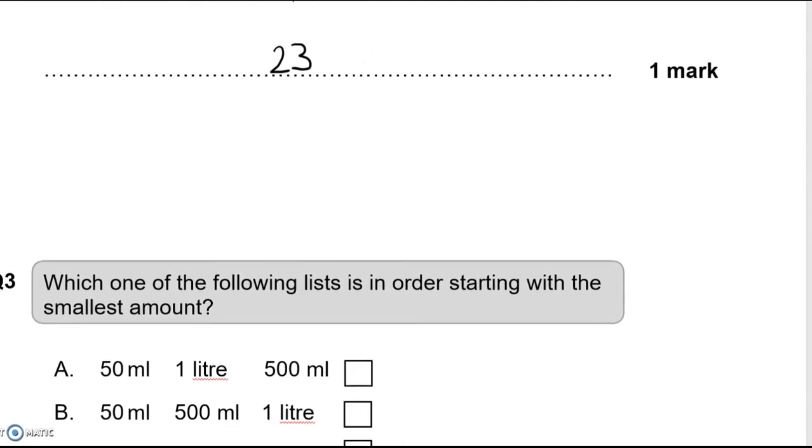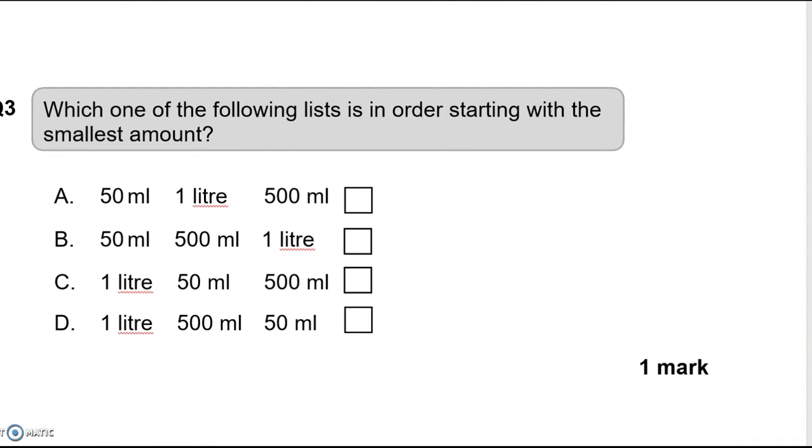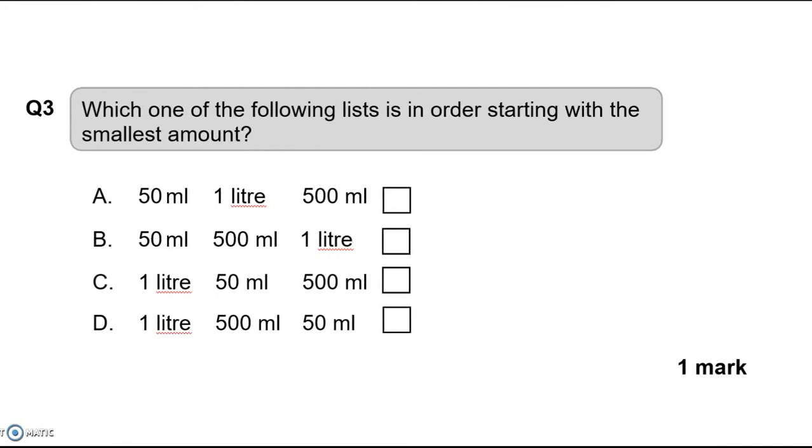Question 3. Which one of the following lists is in order, starting with the smallest amount? We've got 50 millilitres, 1 litre, 500 millilitres. We know that 1 litre is equal to 1,000 millilitres. So out of 50, 500 and 1,000, 50 is the smallest amount, so it's either A or B, but in A, right after 50, we've got 1,000, and that's not in order, so B is the correct option.